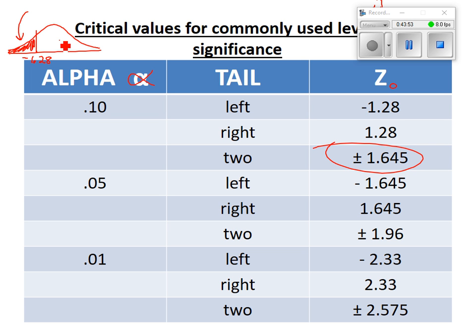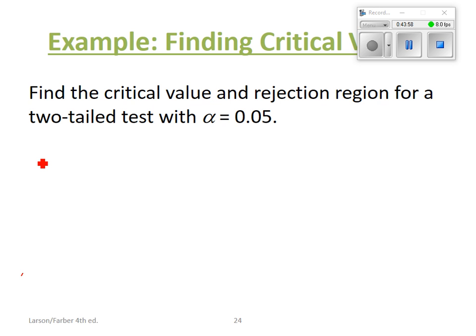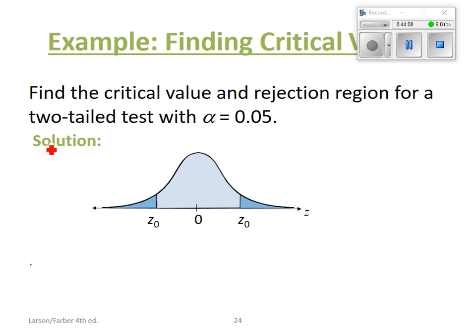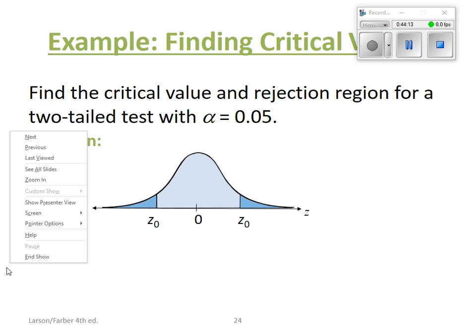So everybody got that chart? Dawn, you got it? Yeah. So find the critical values and rejection region for a two-tailed test with alpha 0.05. This is what we do. Doing two-tailed, we're looking for these critical values right here. What did it say on the 0.05 if it was two-tailed? Plus or minus 1.96. So what's this number right here? Negative 1.96. What's this one?